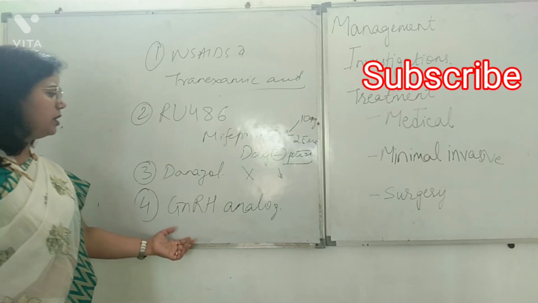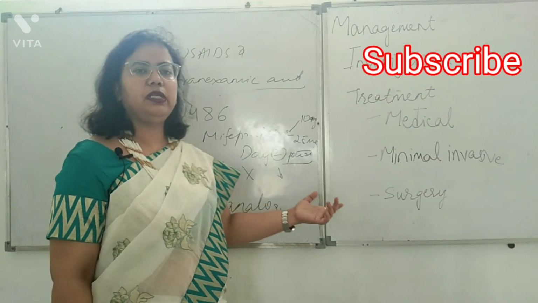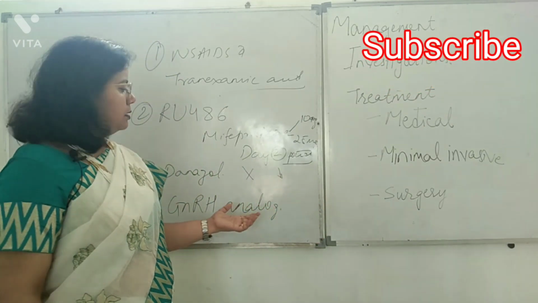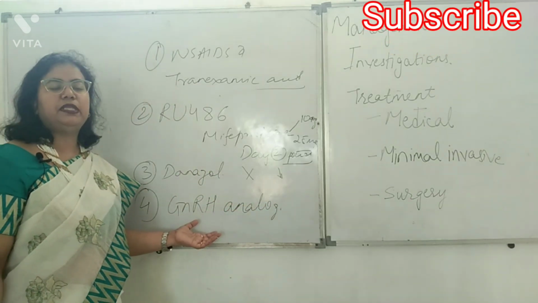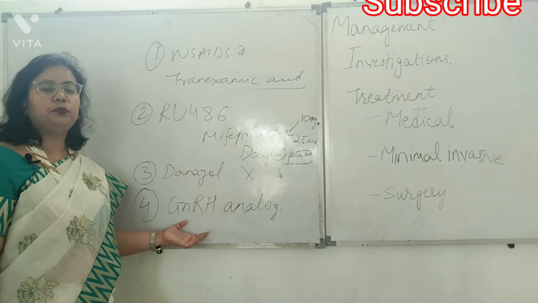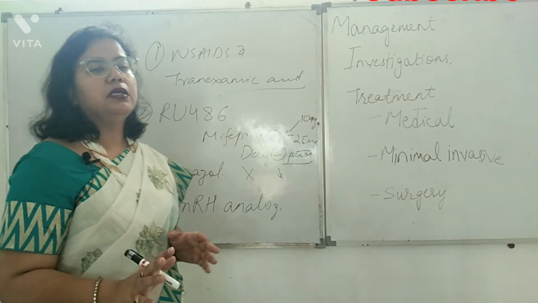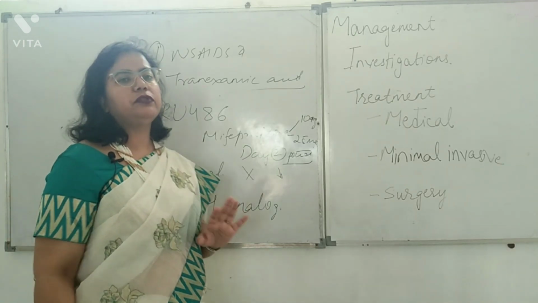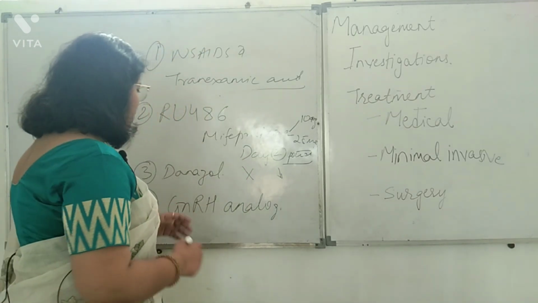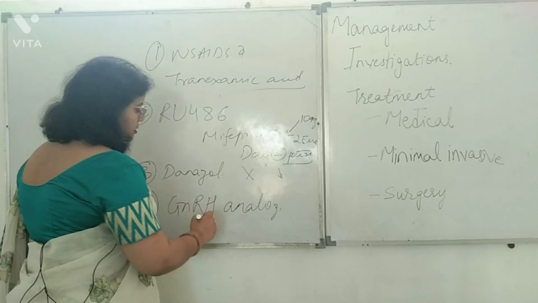Now with GnRH analog also she will experience amenorrhea. Also with GnRH analog she may experience hot flashes, those perimenopausal symptoms. So GnRH analog maximum can be given for 6 months. Leuprolide is used mainly.